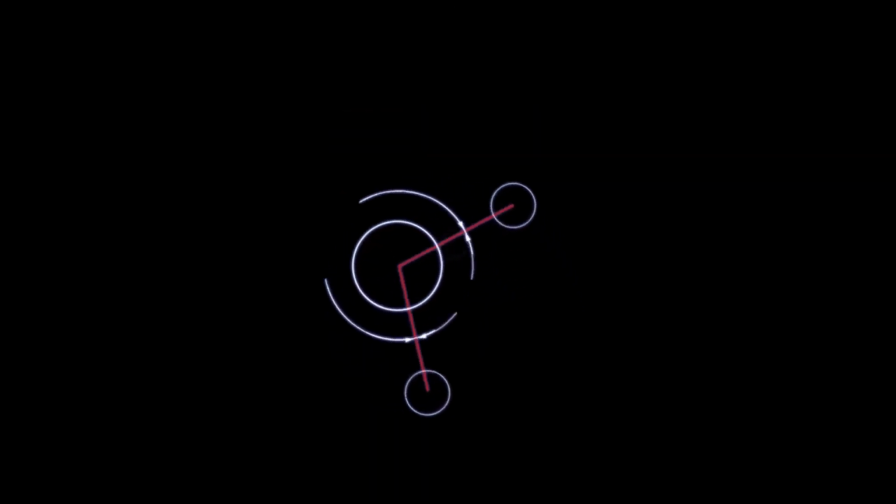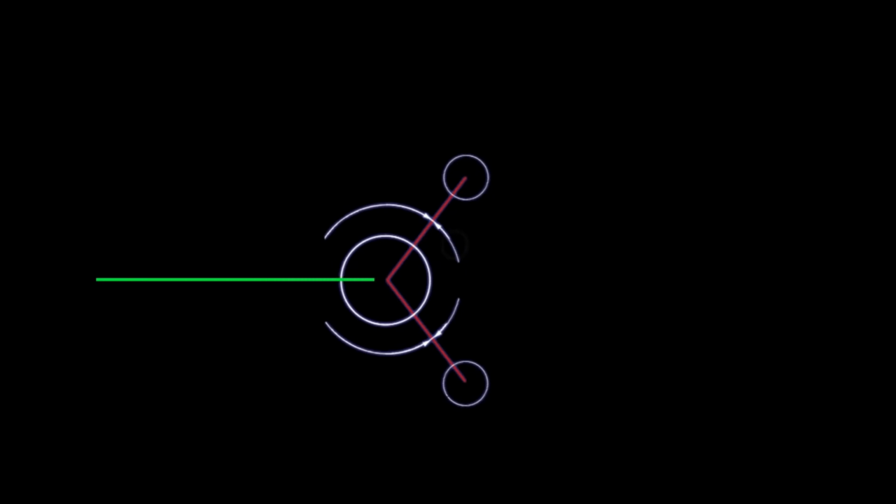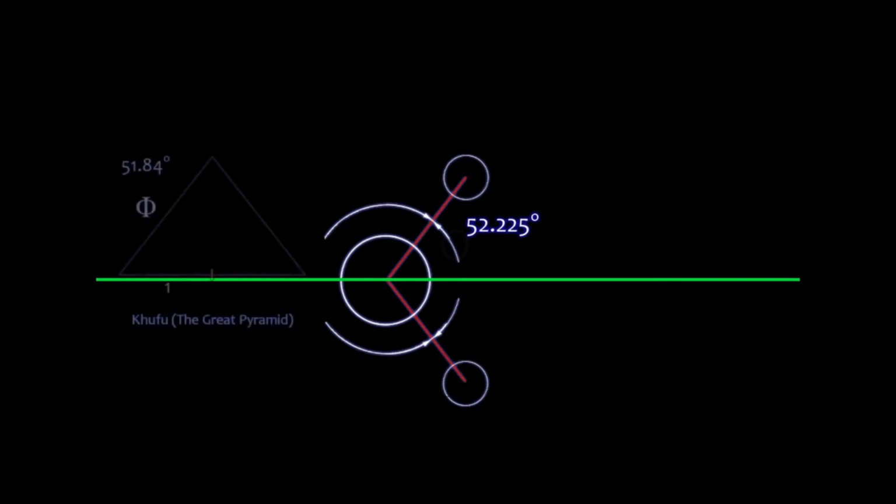Now if we divide this in half, it'll give us an angle of 52.225 degrees. Here's the Great Pyramid at 51.84 degrees based on phi.